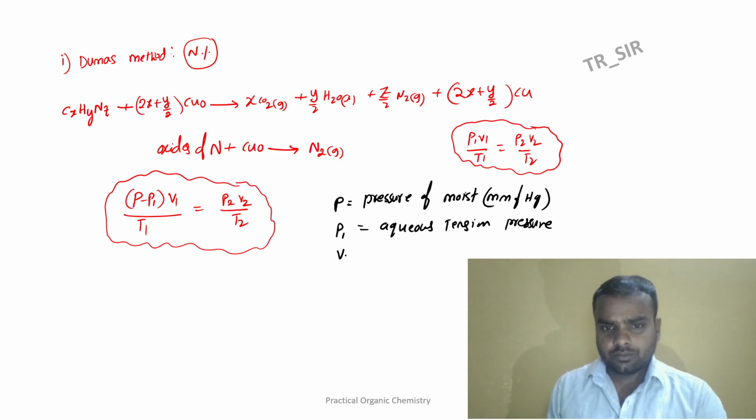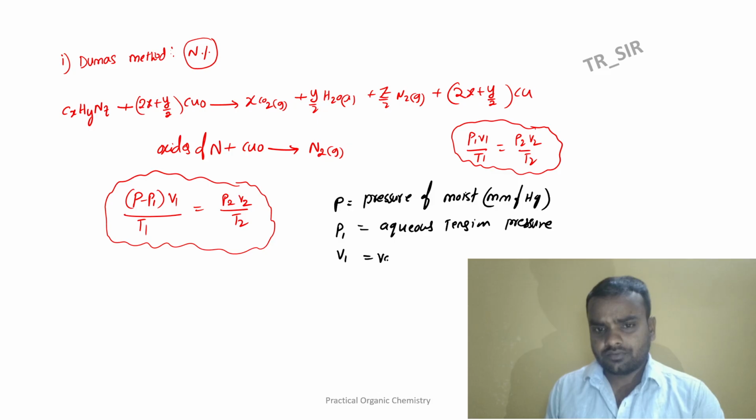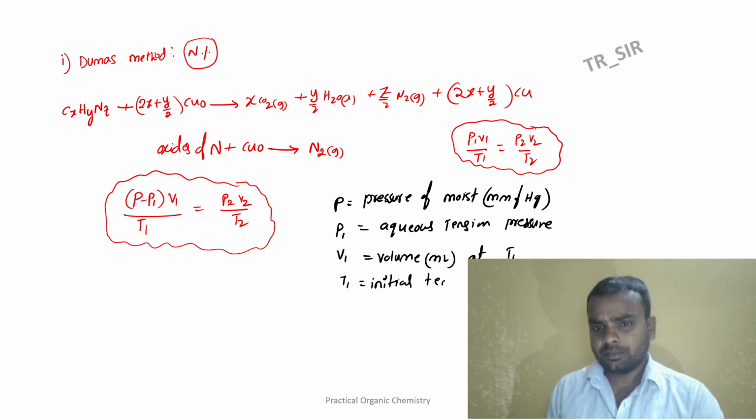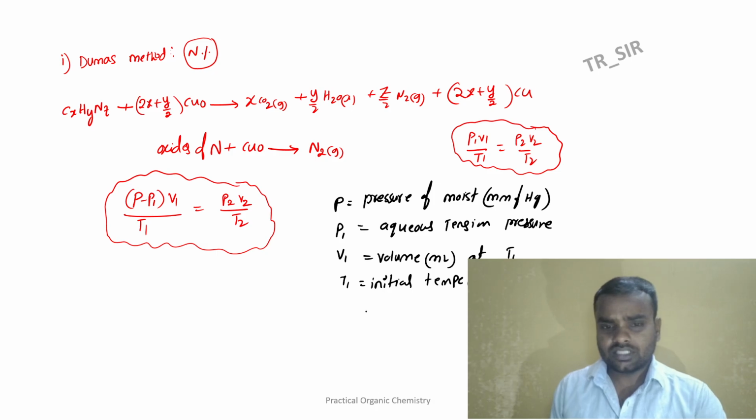Then V1 is the volume in ml at T1 temperature. And T1 is the initial temperature, as given. It should also be in Kelvin. Then what else do we have?